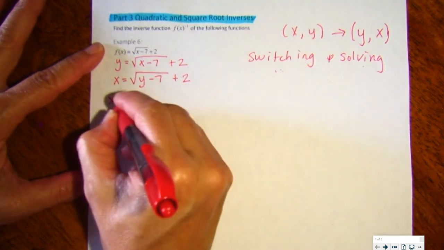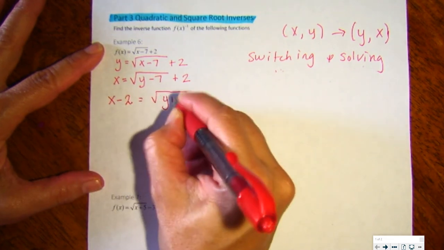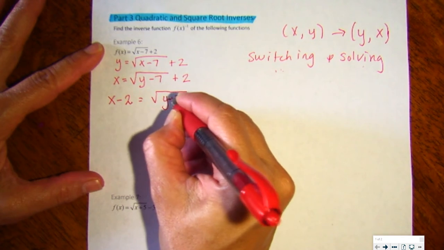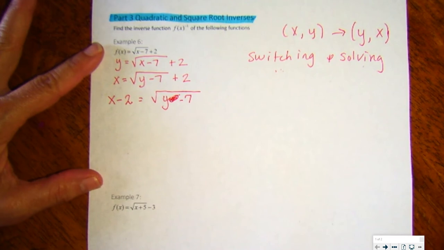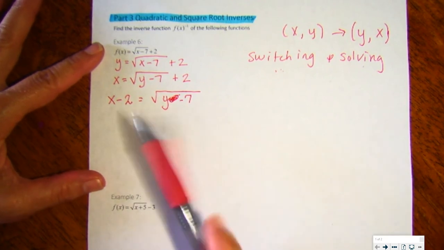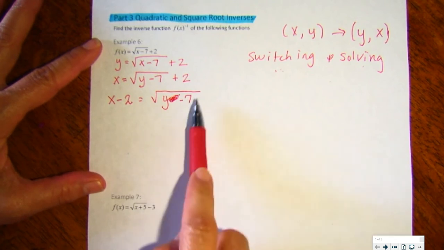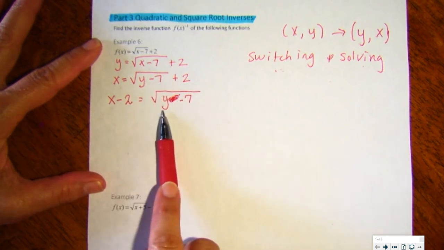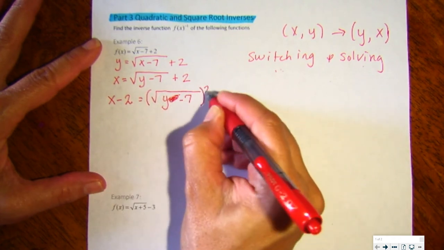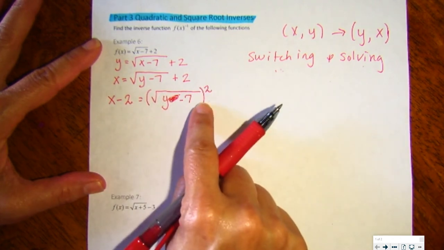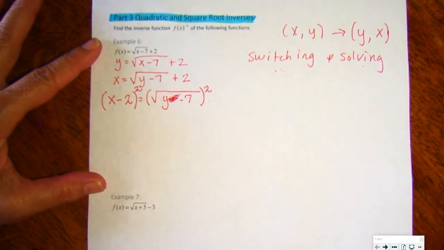So now I have this. Whoops, that's a minus 7. That's what I get for writing in pen. That's a minus 7. Okay, so this is being square rooted, which means I need to undo something being square rooted. So I am just going to square what is being square rooted. And remember, what you do on one side, you do to the other.